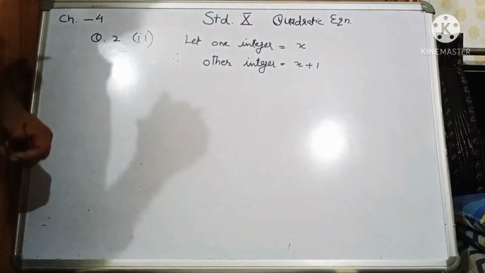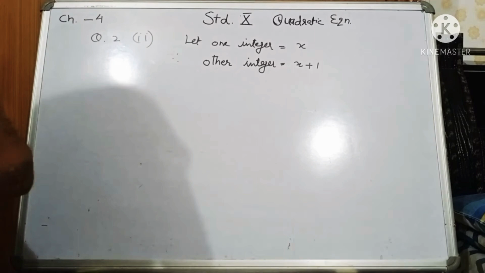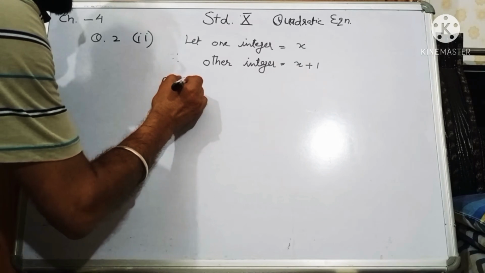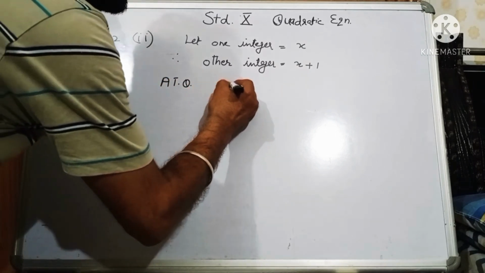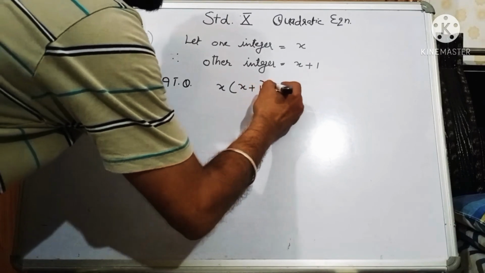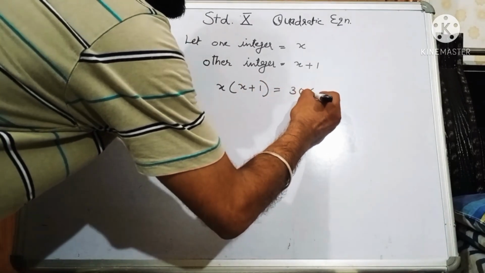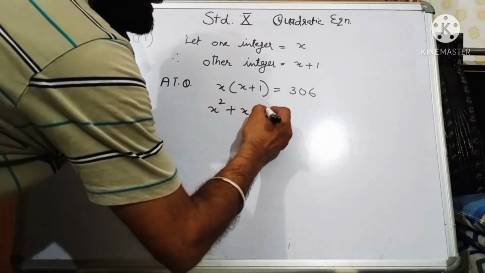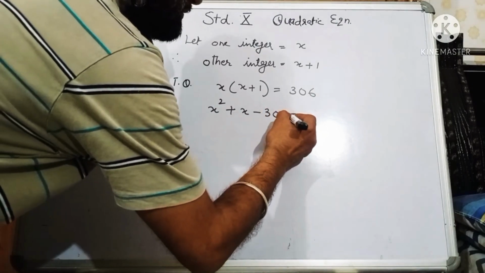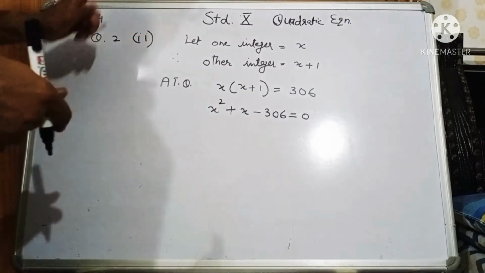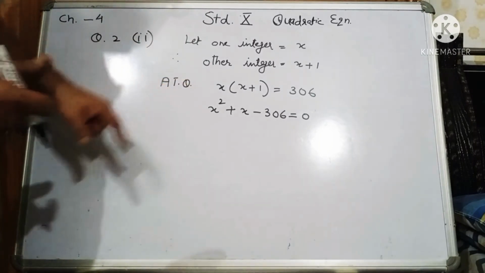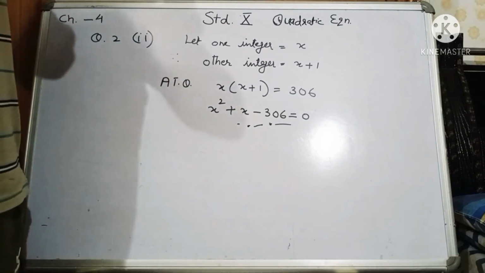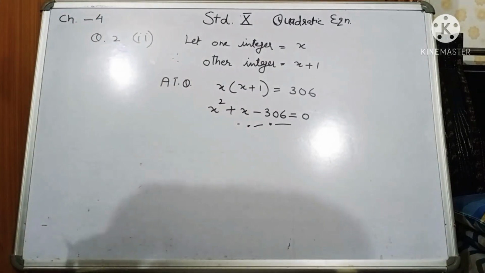Now, according to the question, the product of two consecutive integers is 306. Therefore, we can write x into x plus 1 is equal to 306. So, x square plus x minus 306 is equal to 0. Again, you can see this word problem has changed into a quadratic equation. We can easily solve it. We will learn it in the next videos.